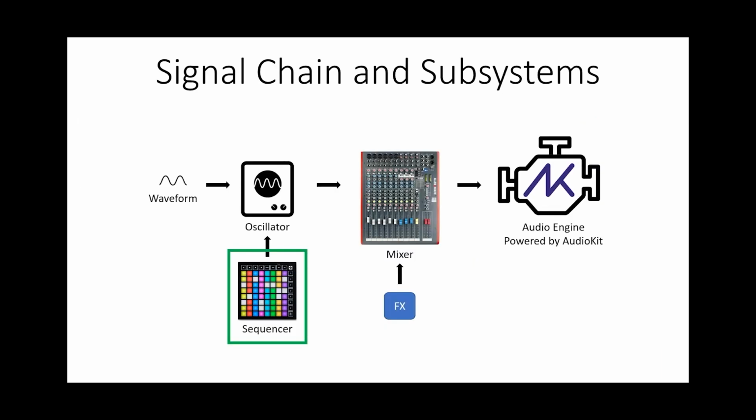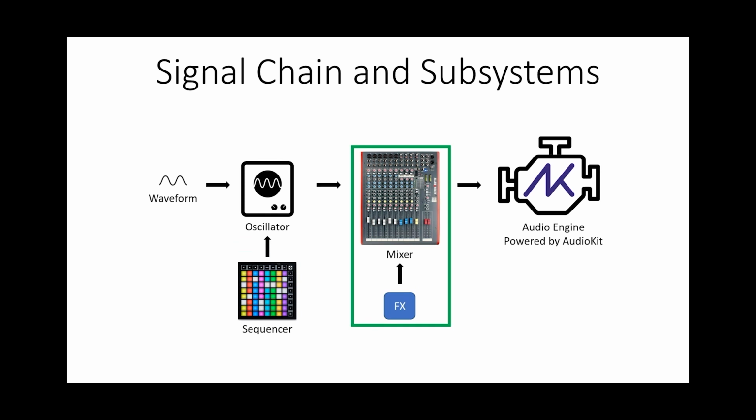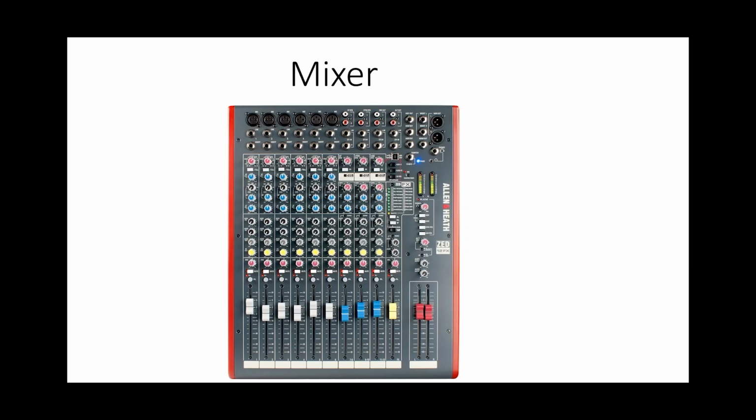Back to our signal chain and subsystems. We have the waveform going to the oscillator and the sequencer making things interesting. And now it's time for the mixer to join everything together. This is a physical mixing board. We can see it has a lot of knobs and faders and things like that.